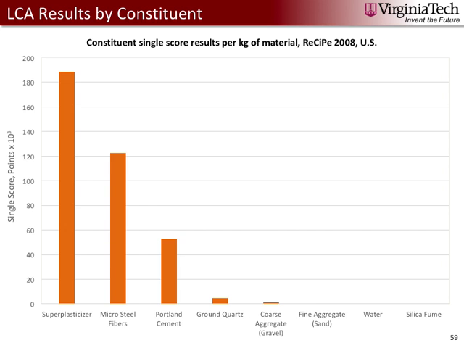So this chart shows the single score results for sustainability for each constituent. We can see that for a given mass of constituent, the superplasticizer has the highest environmental impact. But as you'll see in the following slides, it's used in much smaller quantities as compared to the other constituents. So it'll end up having a fairly small environmental impact.